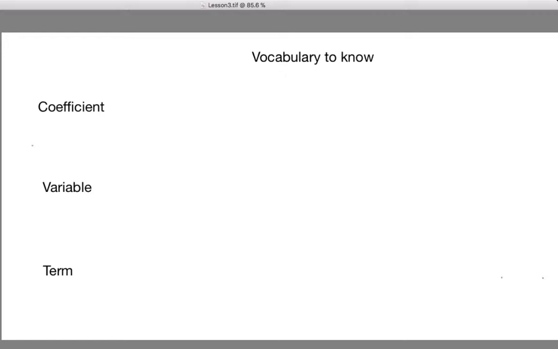Today we're going to be talking about coefficients, variables, terms, and other algebra vocabulary that you should know to start solving equations and expressions in algebra. So let's start with coefficients. So what is a coefficient? A coefficient is basically just any number that is multiplied by a variable, like this.